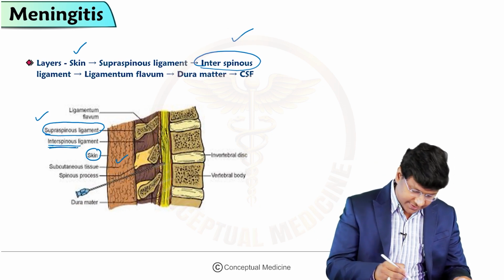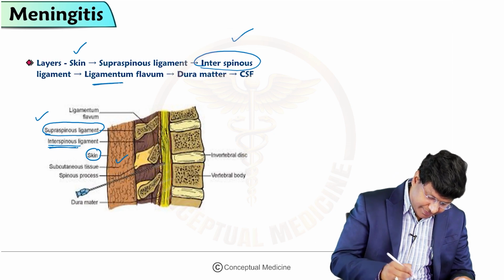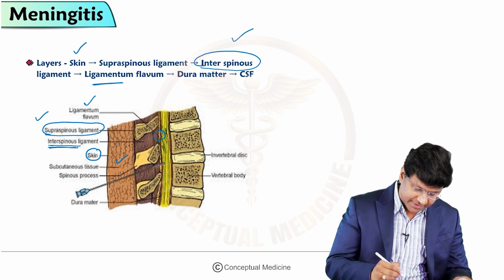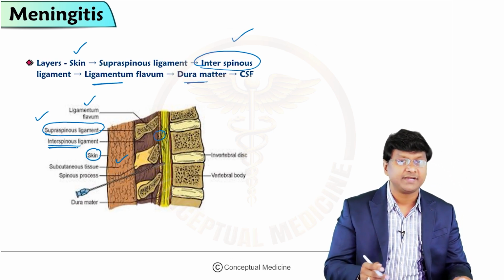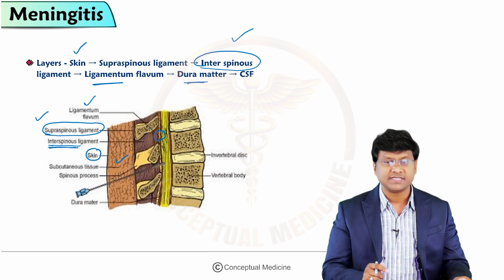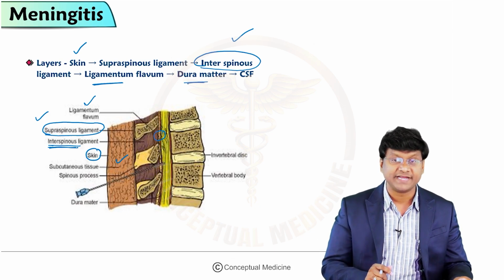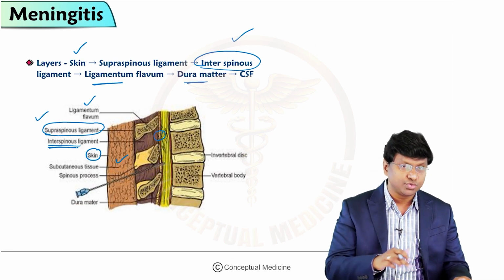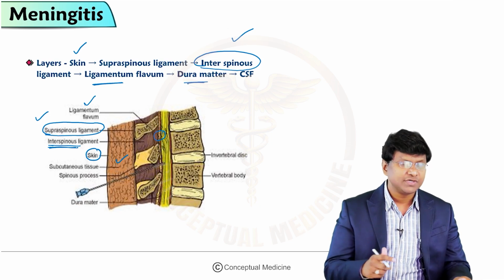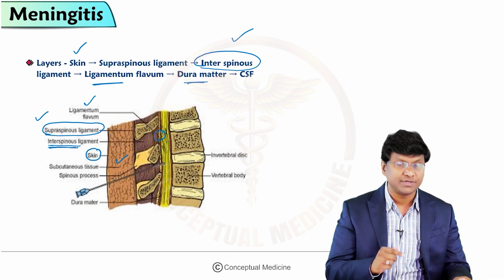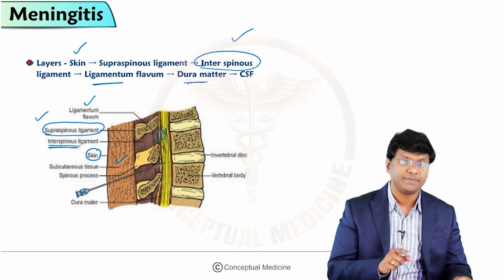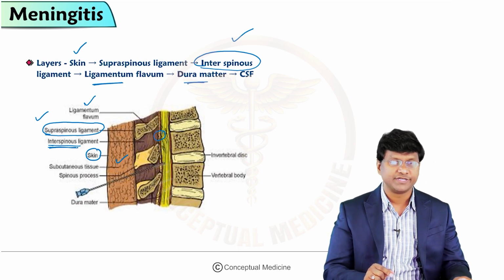And after that, you will be piercing this layer, that is the ligamentum flavum. You see this? This is your ligamentum flavum. Then you will pierce the dura mater, wherein you will enter into the subarachnoid space. That is, you will enter into the area of CSF. So these are the layers through which the needle has to be passed. You have to remember this sequence, because sometimes they will ask you a question altering these layers, asking what is the sequence through which the needle has to be passed. So they can give you a multiple choice question on this.